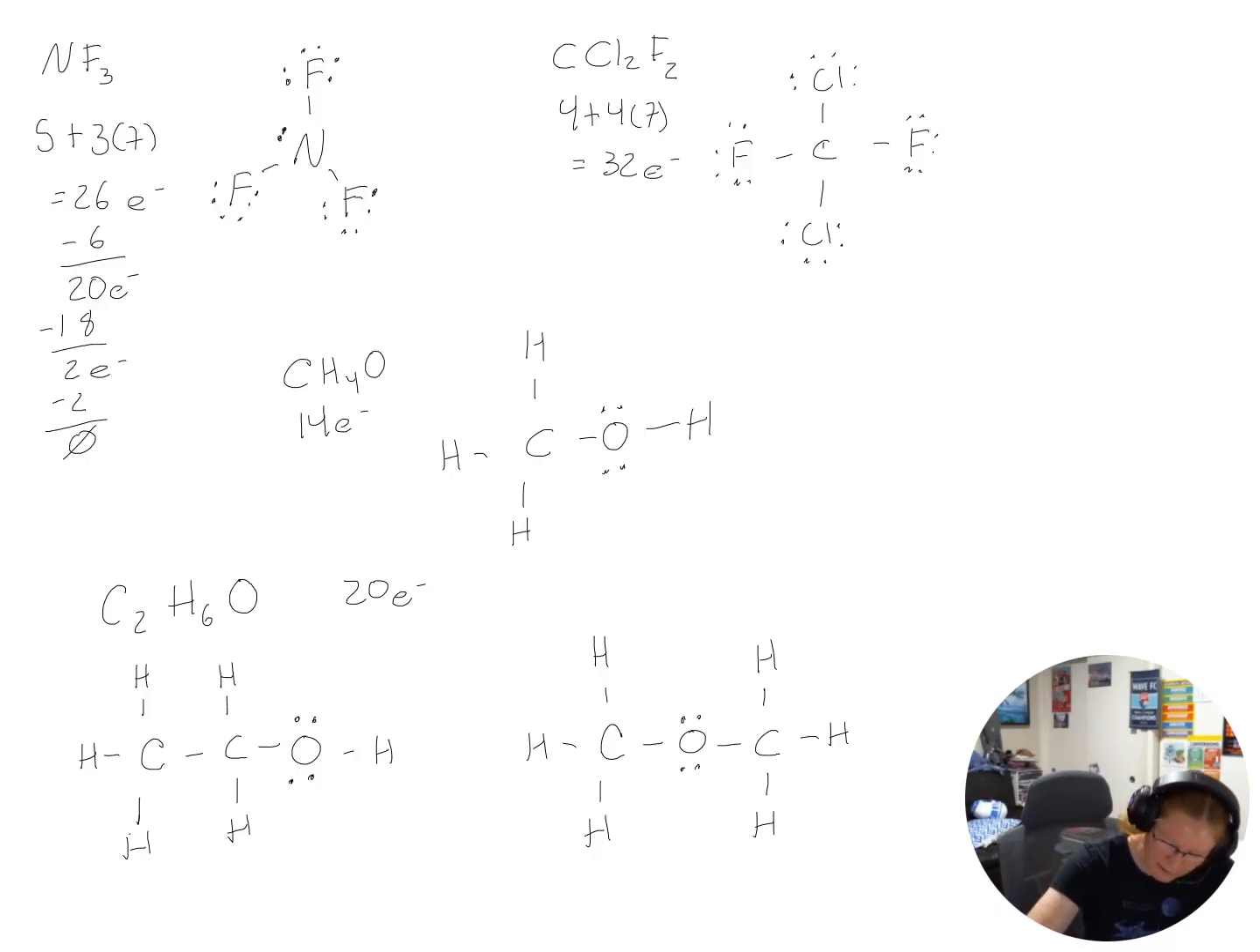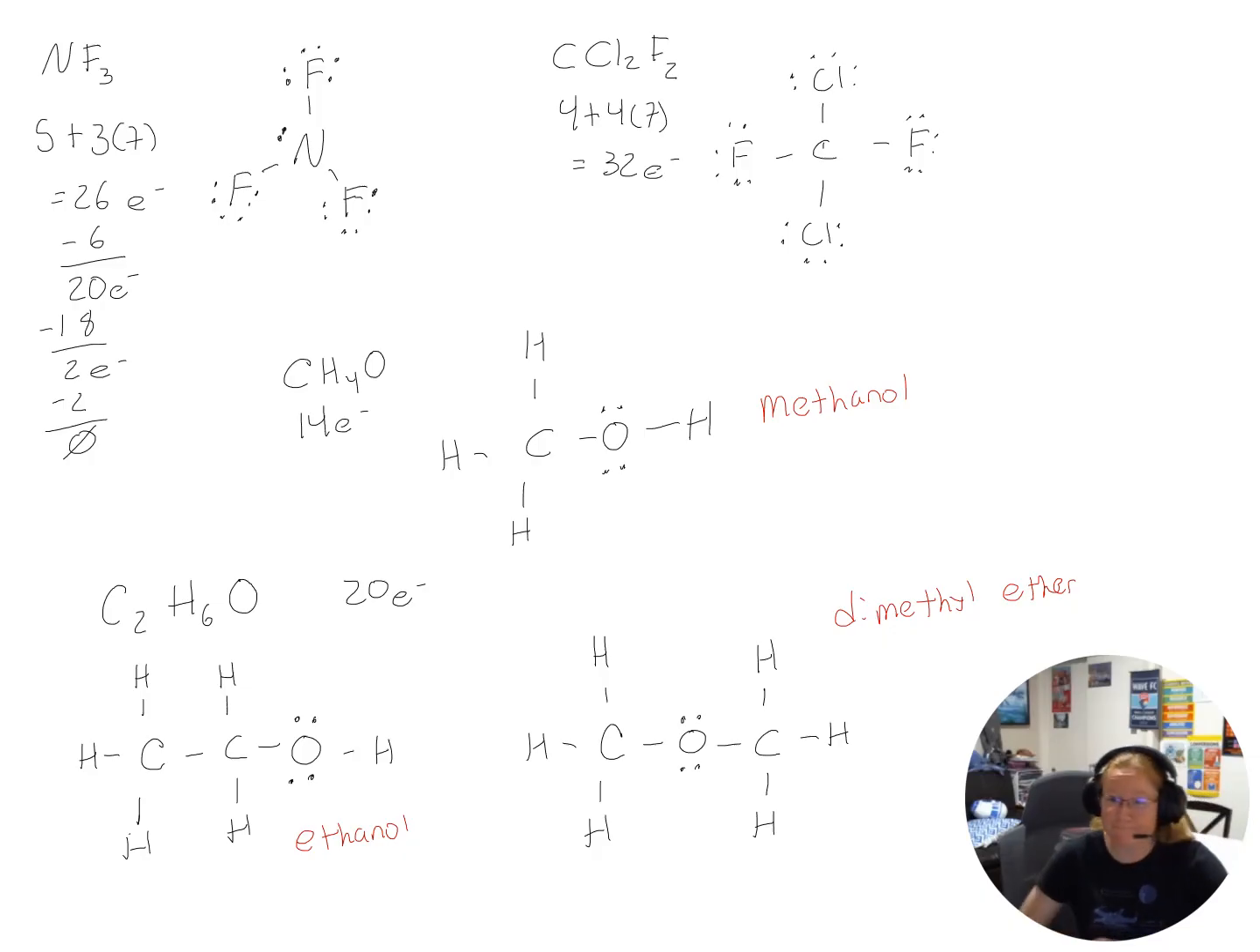This structure is methanol. This is ethanol. This is dimethyl ether. Okay. So those ones with the OH on the ends, those are alcohols, and the one with the oxygen in the middle, that's an ether. Okay. Now, here's a couple others.